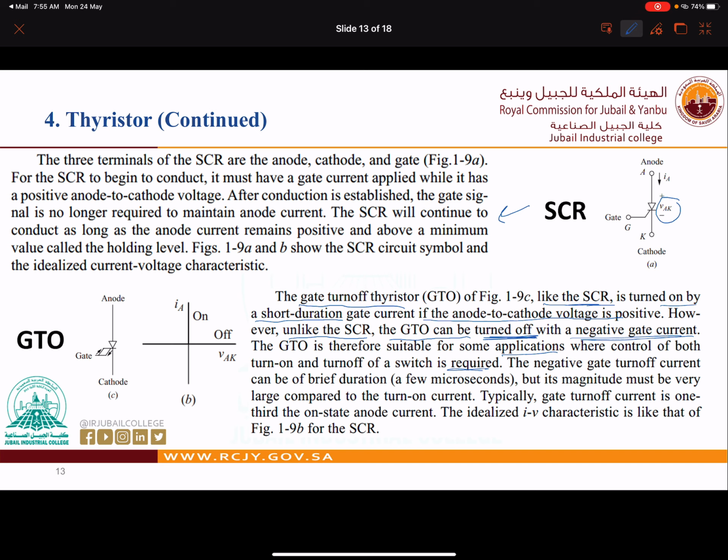Now, let's go back to just remind you about the diode. Diode is not controllable, okay. Then we have thyristor, which is controllable for switching on, okay. The GTO here is controlling, it can control the on position and the off position of the switch, okay. So this is the difference between the diode, the thyristor SCR, and the GTO, gate turn off thyristor.